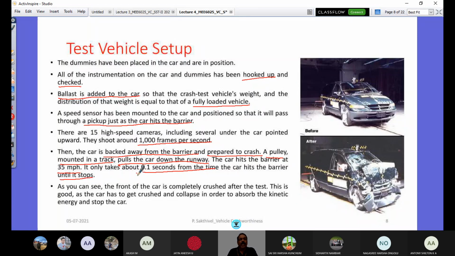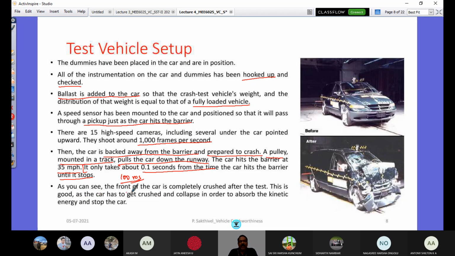So what is the duration of the crash event? As it hits the barrier and the entire event gets over, it's all in 0.1 second. That's what I was putting as 120 milliseconds, but it is even less than that. Just 100 milliseconds, and that entire event gets over, right? 100 milliseconds. So see this smallest duration event.